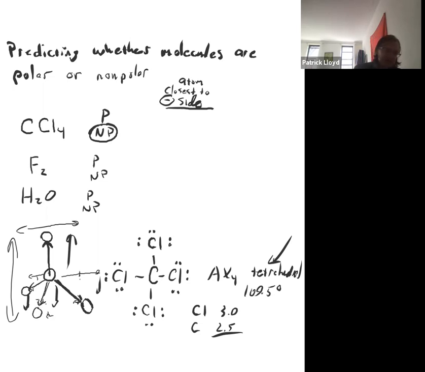Now let's take a look at the second one. The second one is F2. F2 is, so we don't have to put anything there. F2 is a little easier. And here's why. I'm going to draw the Lewis structure.